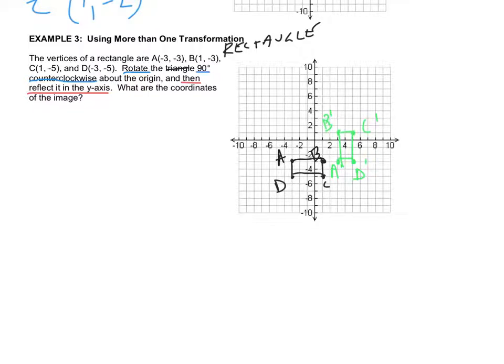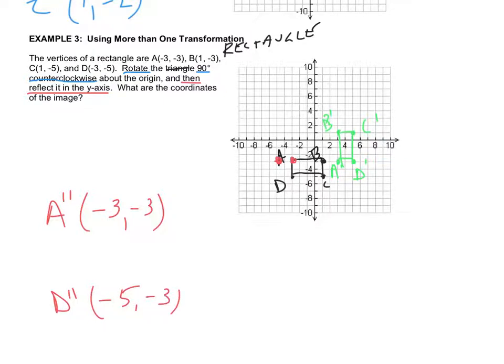So I want you to notice that what's happened here is A is also now A double prime, and it's -3, -3. D prime, if I was to come backwards 1, 2, 3, 4, 5, I would then have to go forwards 5. D prime is going to be sitting right there. I'm sorry, D double prime. So D double prime is at -5, -3.